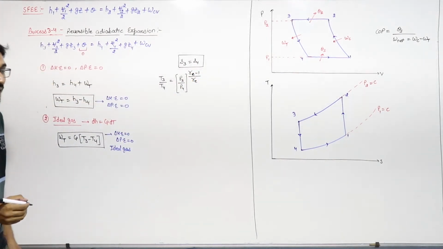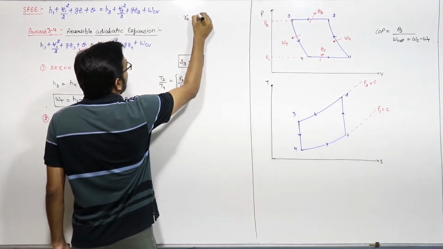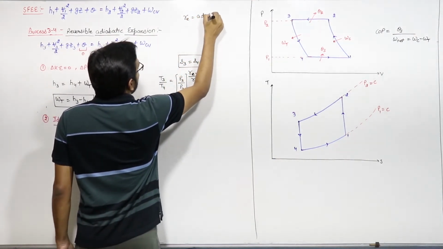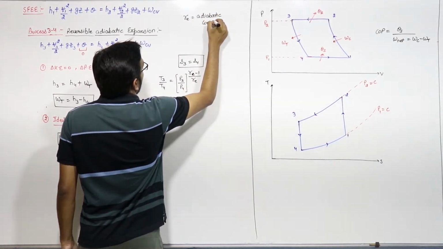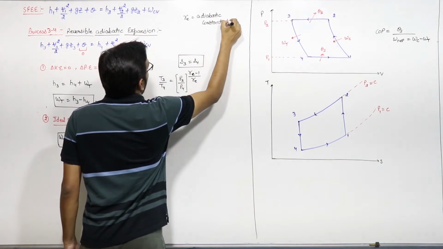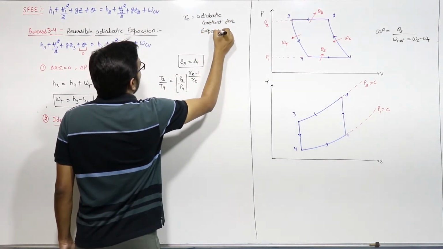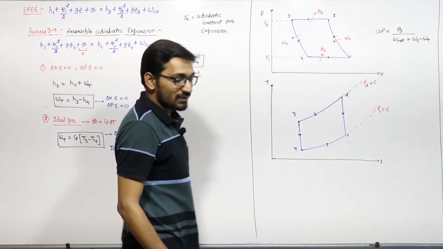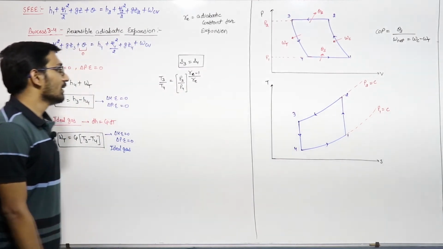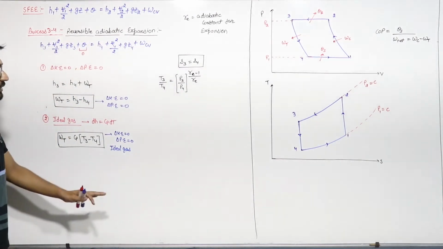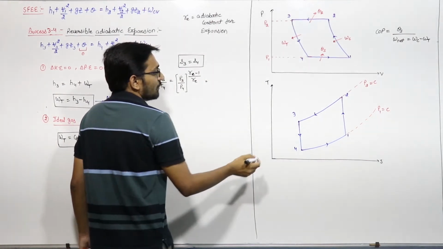I am writing gamma E, right? And gamma E is the adiabatic constant for expansion. In engineering services only they can give this gamma E and gamma C as separate, but in GATE they will give only 1.4 only, right? So this will be this one, and you know that what is P3?